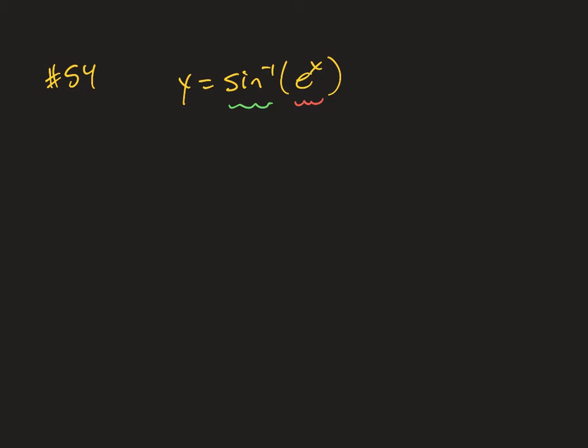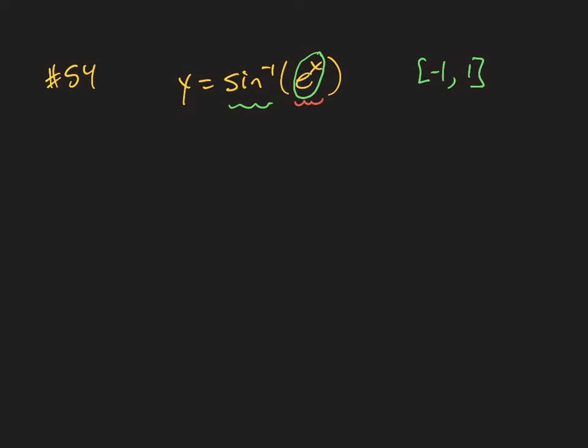Let me write this a different way. I'll write it in interval notation, -1 to 1. Those are the numbers that we can put into an inverse sine function. So whatever the output of this e to the x function is, it has to be in this range. And I happen to know that the e to the x function crosses the y-axis at 0, 1. So when you plug a 0 into e to the x, you actually get 1.